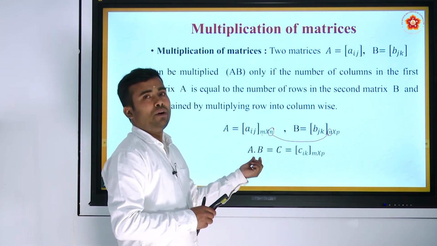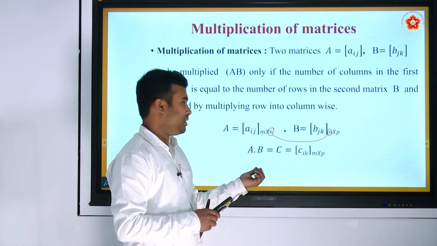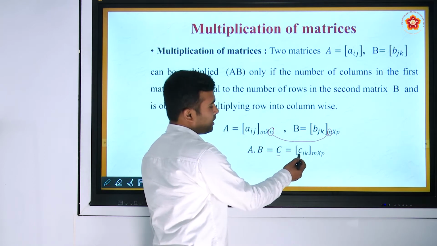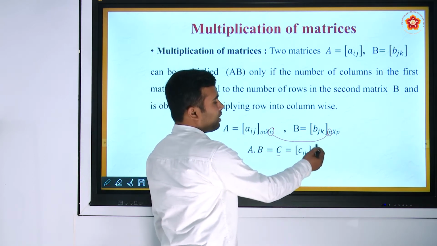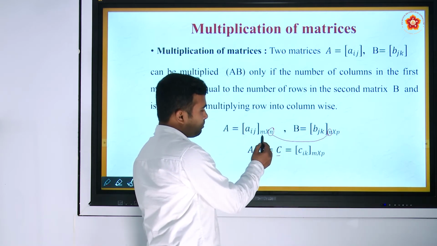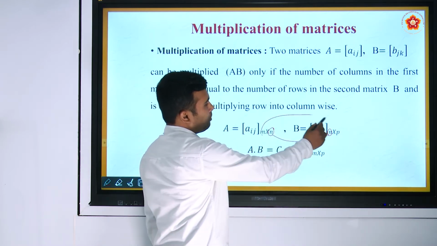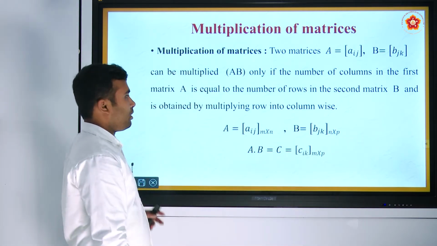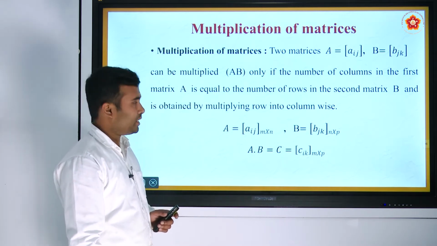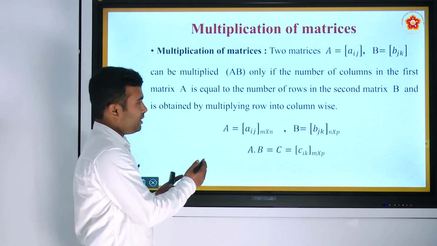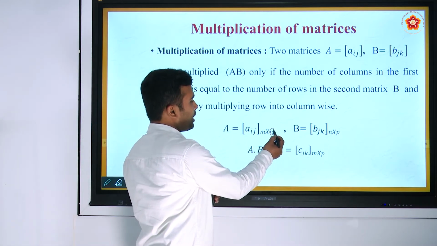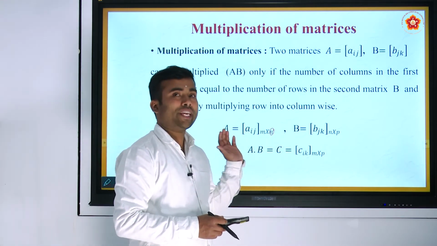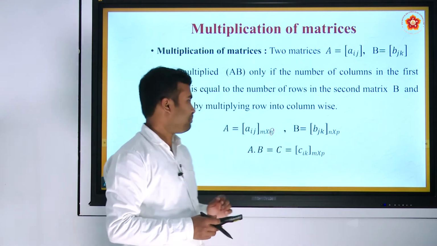Then we will find the product matrix AB, which is denoted by another matrix C, represented as Cik. The order of this product matrix will be m cross p, or m by p. This is how we can do matrix multiplication. Suppose the number of columns of matrix A is not equal to the number of rows of matrix B, then we cannot multiply A into B.